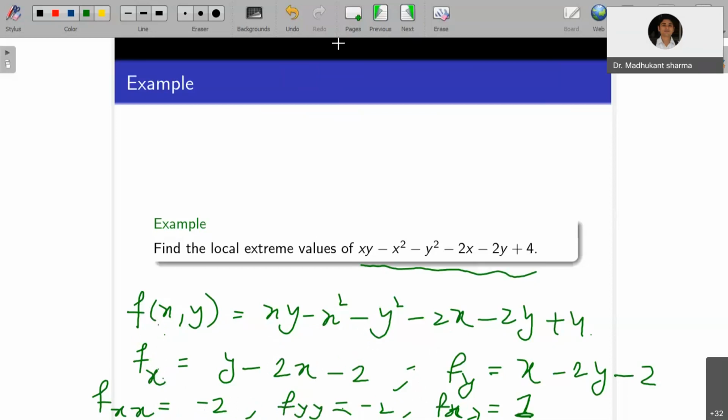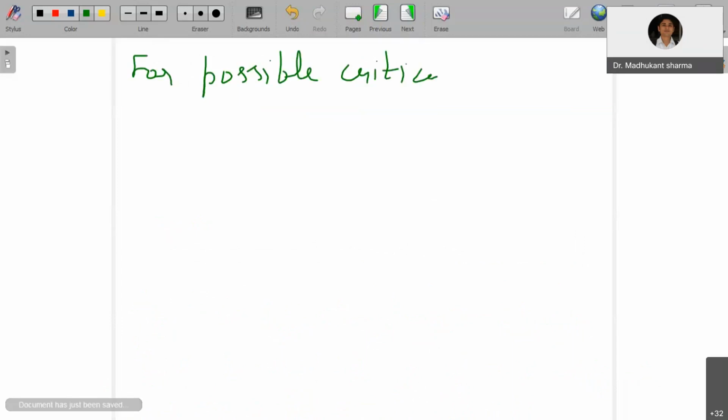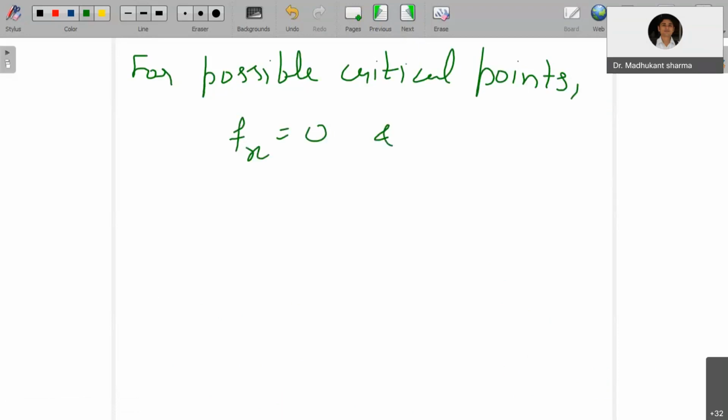Now what next is you have to identify all the critical points. For possible critical points, fx equals 0 and fy equals 0.